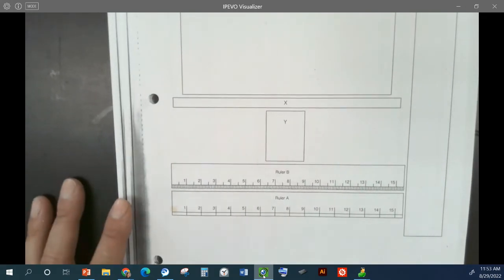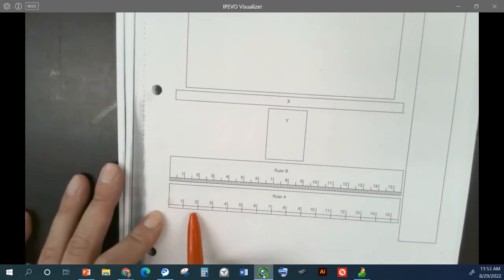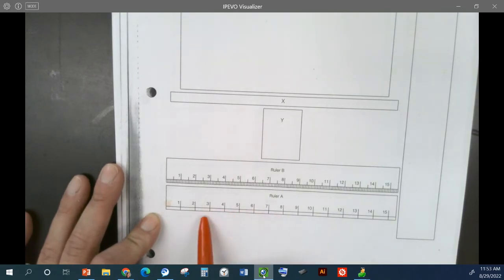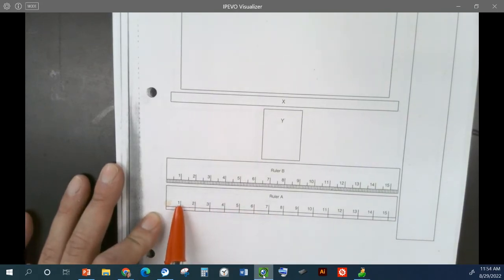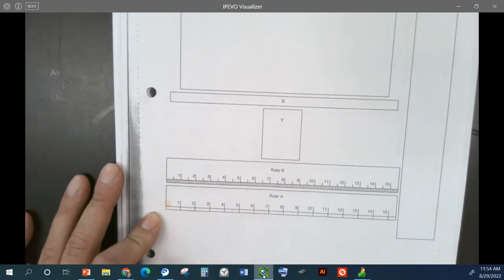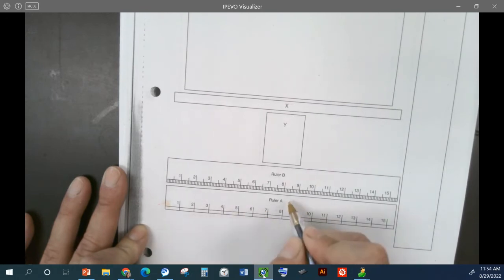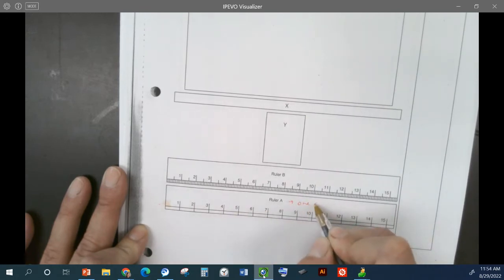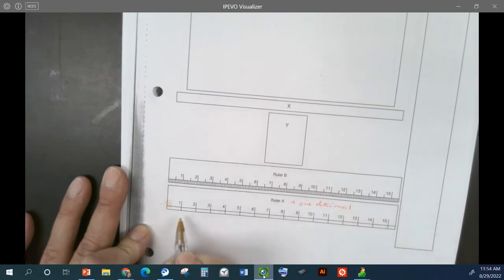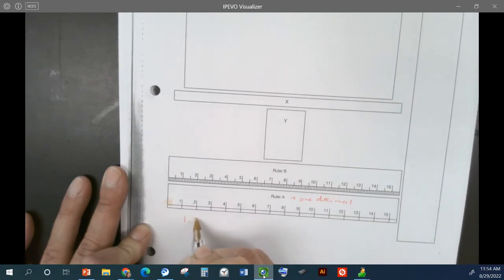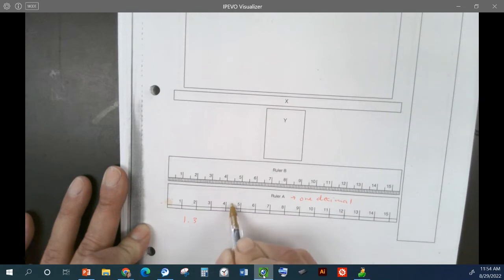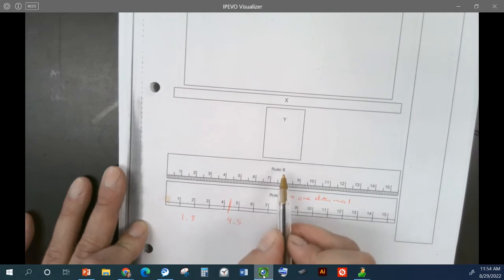Okay, so we've got down here ruler A. If we measure something in between 1 and 2, we could say this will give us 1 decimal place. Ruler A gives us 1 decimal. So we could measure something that's like 1.3, or maybe if it's between here, maybe it's 4.5, okay? We get 1 decimal place with ruler A. Does that make sense? Okay, how about ruler B then?